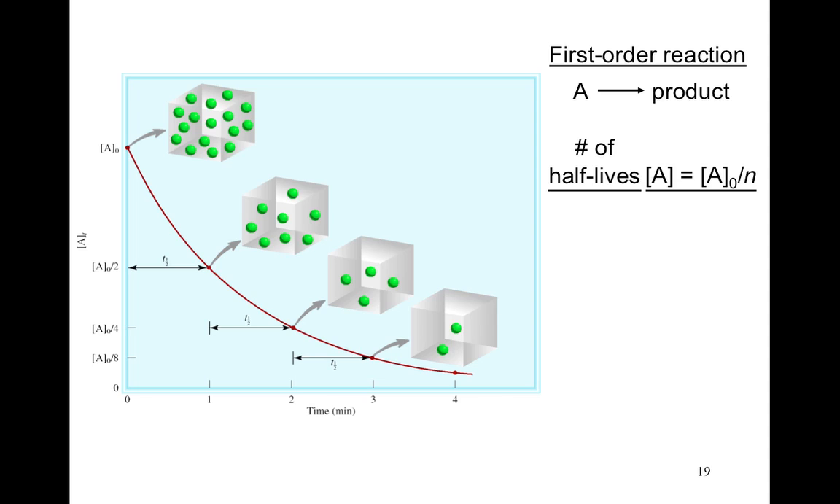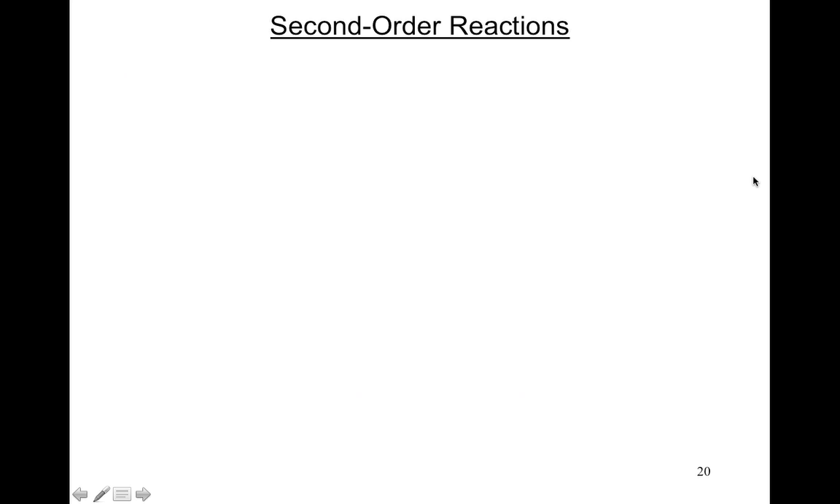So the number of half-lives, we're showing this graph here divided by 1. So if we go through 2 half-lives, it'd be 4. 3 half-lives, it'd be 8. 4 half-lives, it'd be 16. And that's the initial number of A divided by N, the number of moles of product.